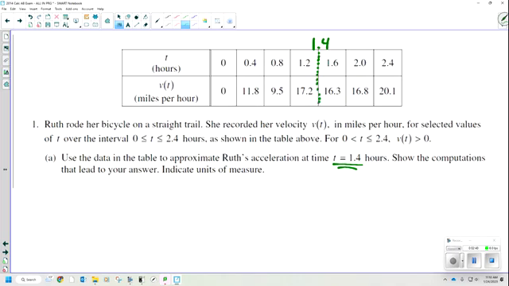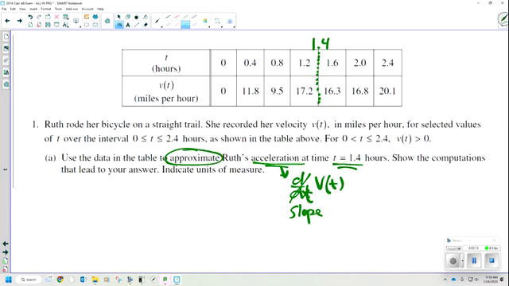Acceleration is the derivative of velocity, d/dt of velocity. Derivative is the same thing as slope. So we really want the slope of velocity, and we're going to use the data in the table to approximate this value.